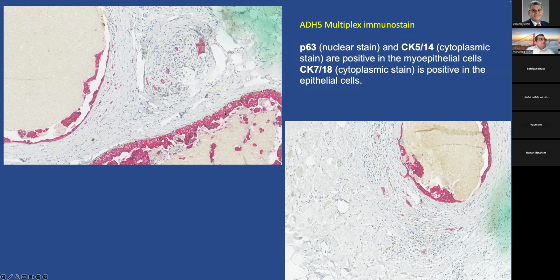So here, you will see the DCIS, very nice. It has these myoepithelial cells on the periphery and the epithelial cells highlighted by red. But then you look here among the lymphocytes and you find these individual cells which are positive for the keratin CK7/18. So that confirms it for you.